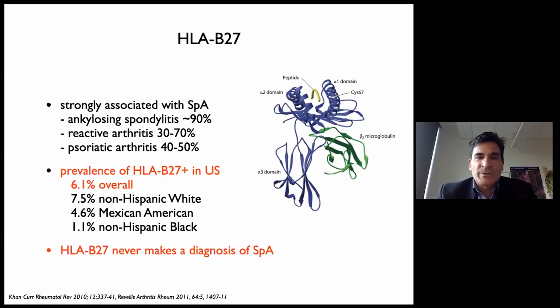However, it is important to realize that HLA-B27 as a genetic marker is present in the overall US population, 6.1% overall, slightly higher in non-Hispanic whites, slightly lower in Mexican Americans and non-Hispanic blacks. So HLA-B27, although it is very strongly associated with spondyloarthritis, in particular with ankylosing spondylitis, it never makes a diagnosis. It can only be supportive of a diagnosis of spondyloarthritis.